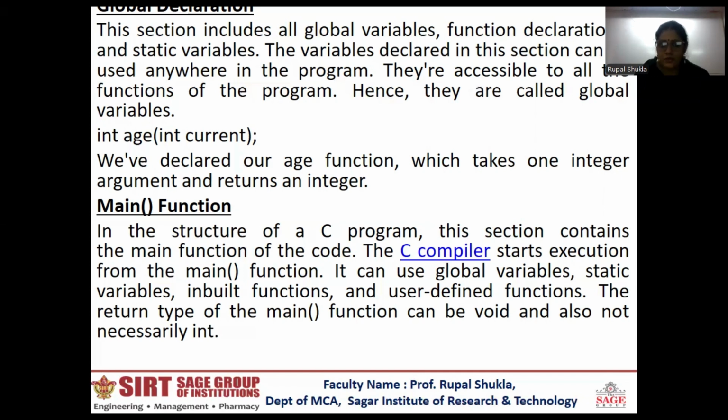Main function in the structure of a C program. This section contains the main function of the code. The C compiler starts execution from the main function. It can use global variables, static variables, and built-in functions and user-defined functions. The return type of the main function can be void and not necessarily int.